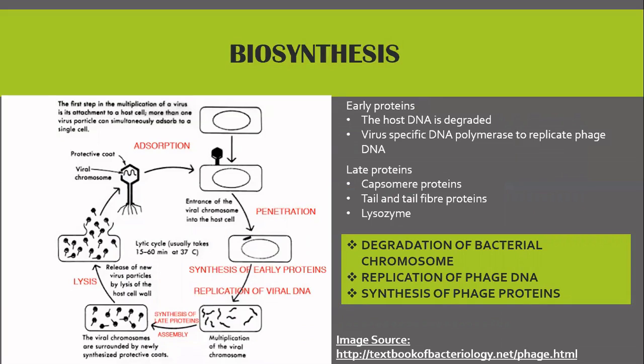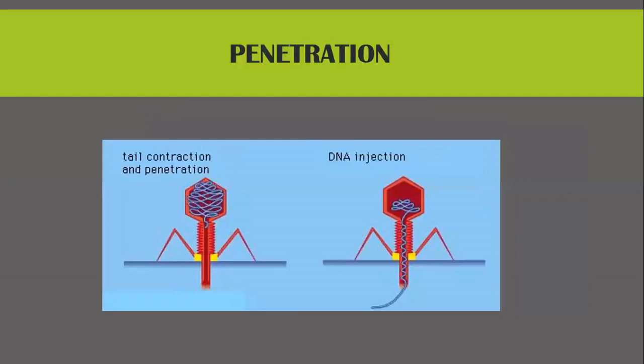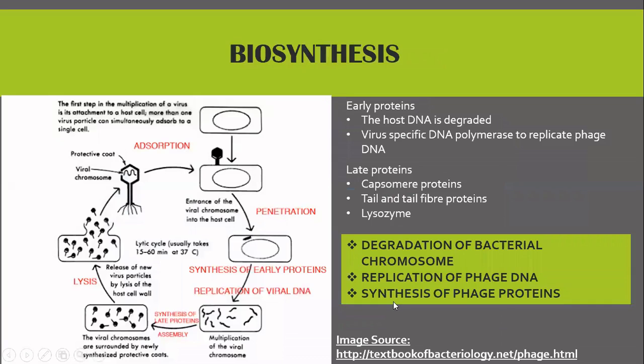So basically this tail part is actually acting as a micro syringe, because as you saw in the previous slide, it's contracting and it is letting this DNA into the host cell. The capsid is remaining outside. It's only the DNA that passes into the host cell.